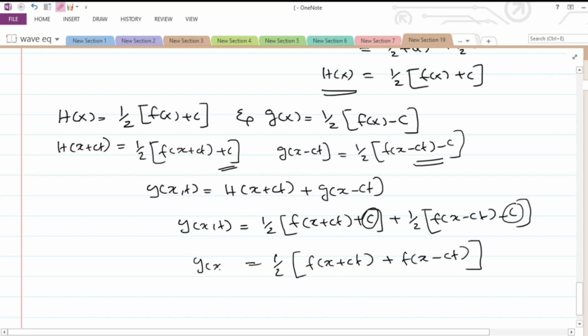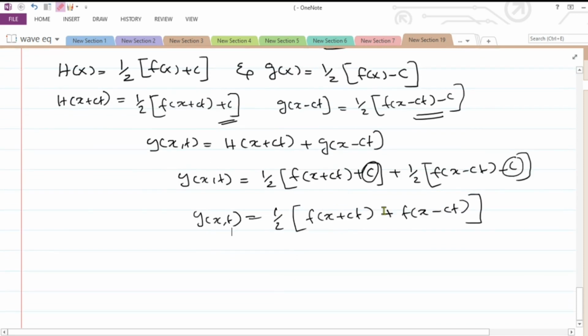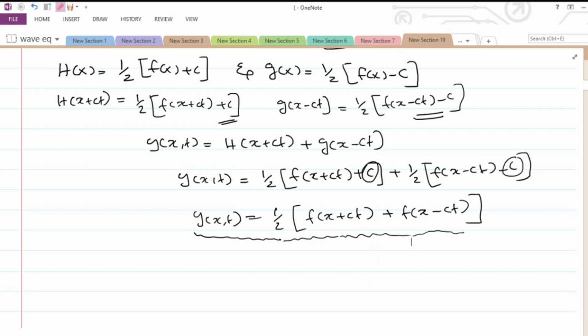So this is y of x,t, where f is the initial displacement. Now we have received the solution of the one-dimensional wave equation by using D'Alembert's method for the initial condition f of x. So we can use this method to solve the initial value problem in which the initial displacement is given. We just need to substitute this initial displacement and find the answer. This is a very simple method compared to the separation of variables method.